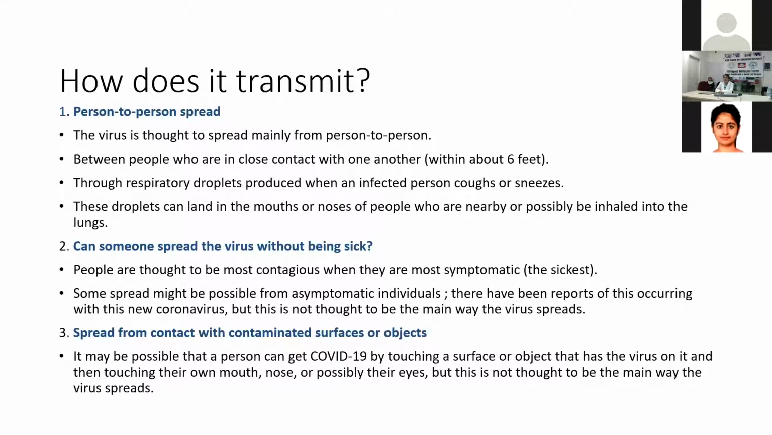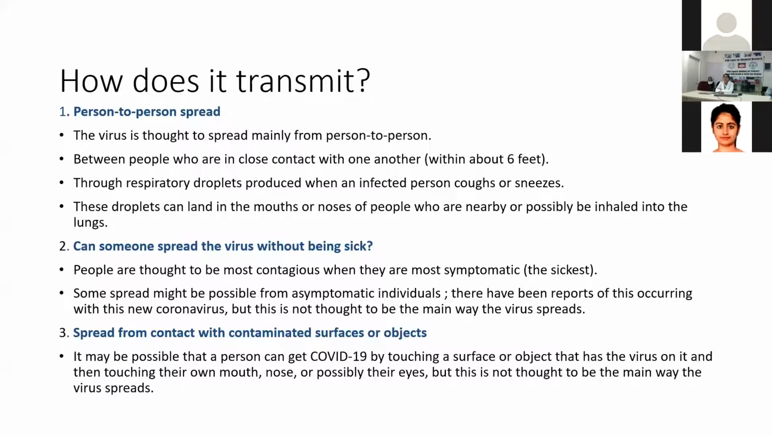Can someone spread the virus without being sick? There have been reports depicting asymptomatic carriers as well, though people are thought to be most contagious when they're symptomatic. Some spread might be possible from asymptomatic individuals. There have been reports of this with the new coronavirus, but this is not the main way.